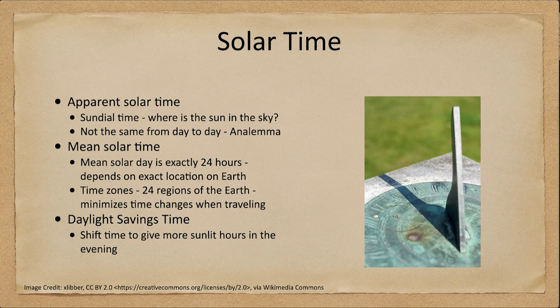So what do we mean by solar time? Well, there are actually more types of solar time. We can have apparent solar time and mean solar time. Mean solar time is what we use. That is the mean solar day being exactly 24 hours. The sundial time is what the sun would read and where the sun is in the sky. This is not the same from day to day. So a sundial can tell you the rough time, but it won't be exact because the sun isn't always in the same position.